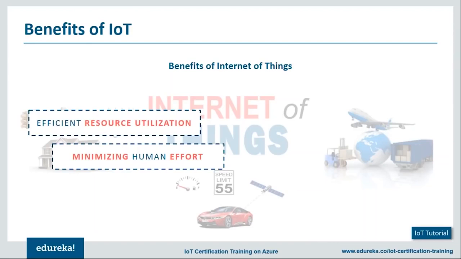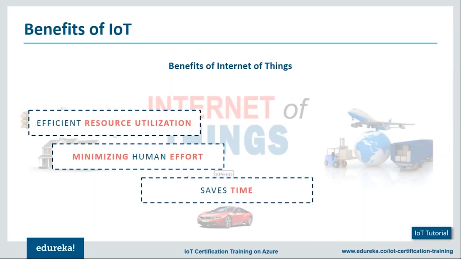The next benefit would be that it saves time. If it reduces my human effort, definitely it is going to save my time. Apart from that, if the resources are utilized more efficiently, then again, it is going to save a lot more time as well. All in all, any benefit of Internet of Things will in turn help you save a lot of time. So time is one of the major factors that can be saved on an Internet of Things platform.